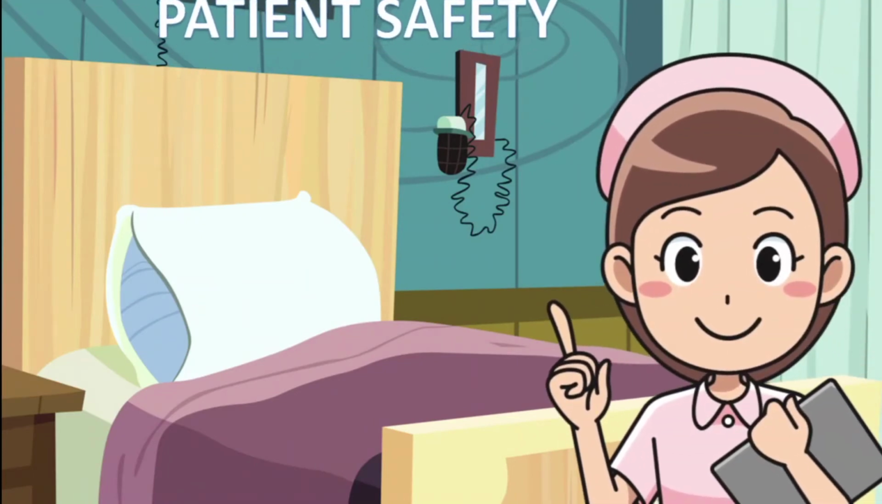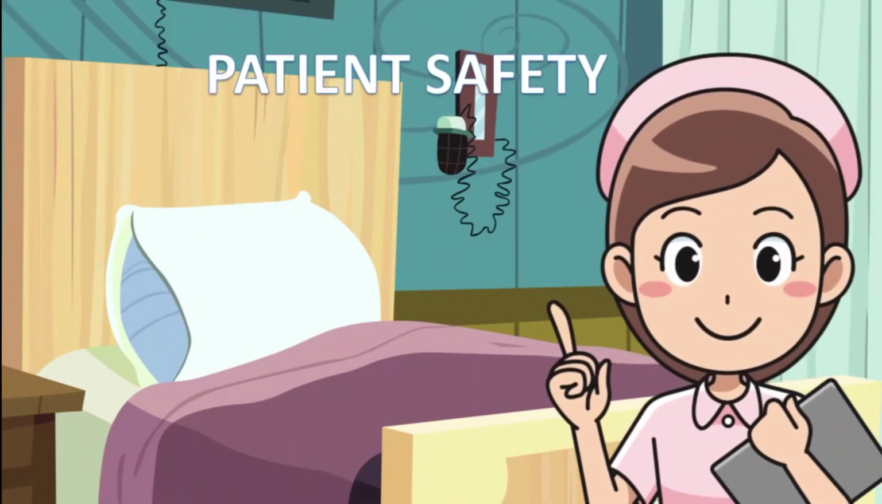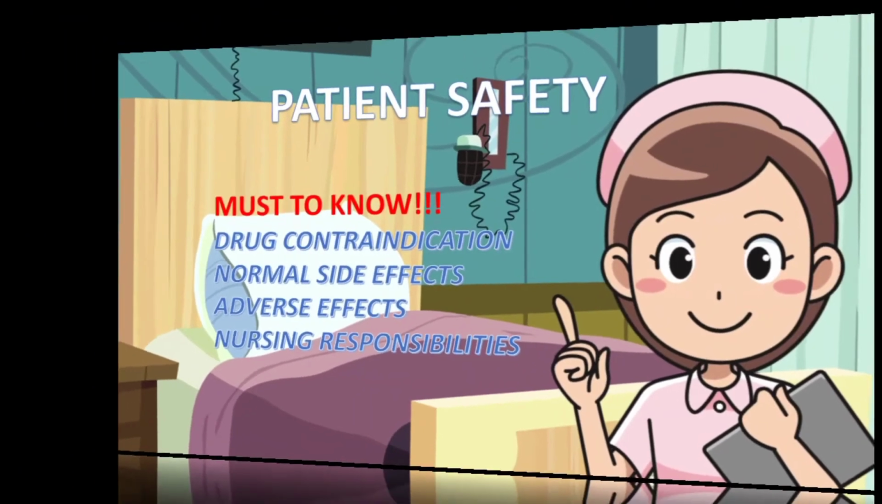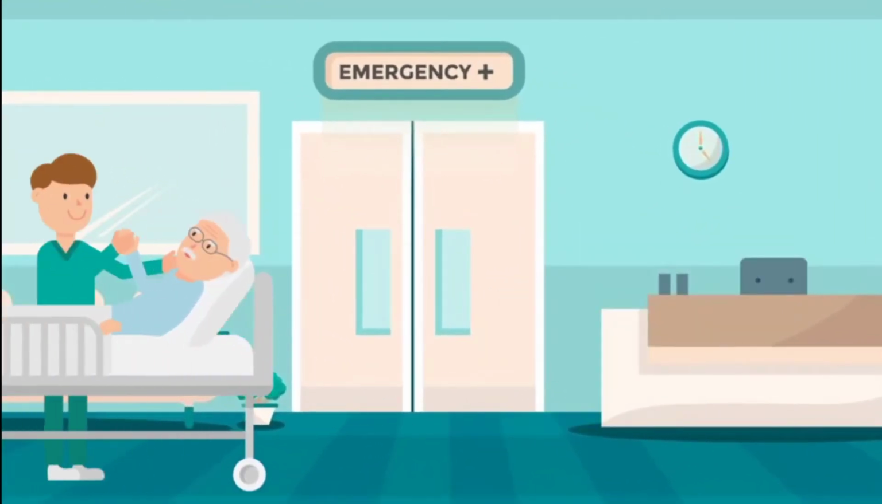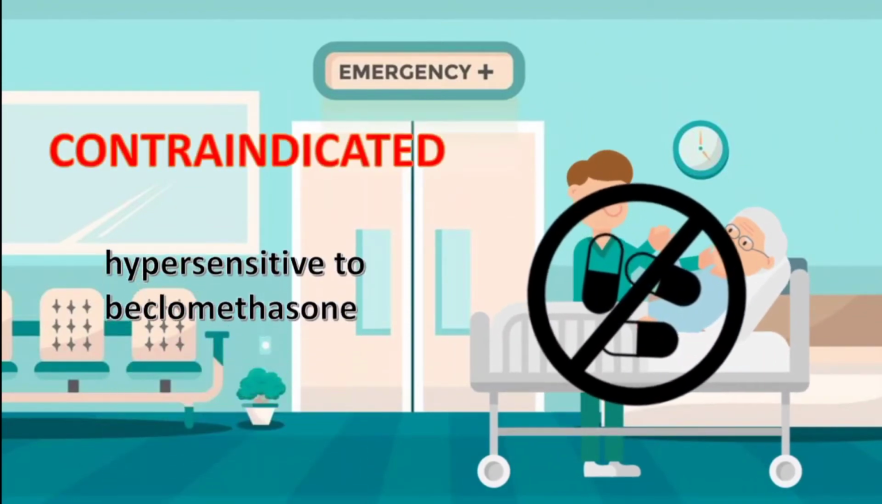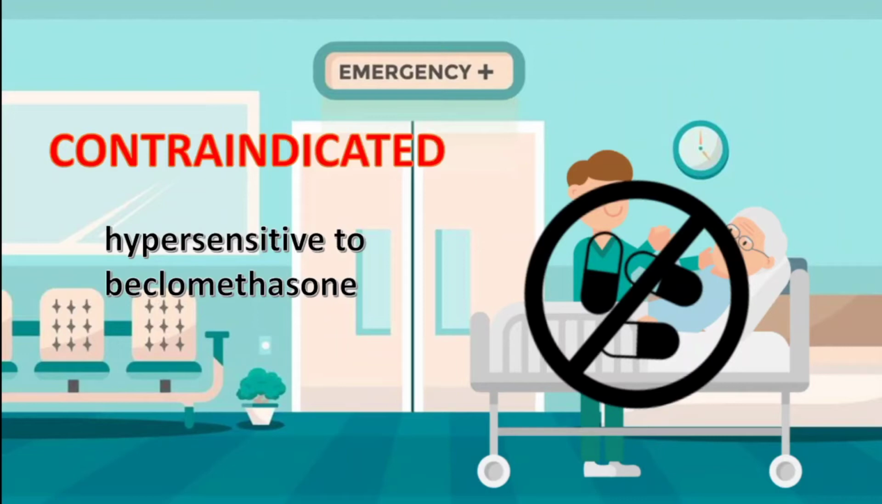So student nurses, to ensure patient safety, here is the must-know information such as drug contraindications, normal side effects, adverse effects, and nursing considerations. To start off with the contraindication, it is contraindicated to patients who are hypersensitive to beclomethasone.